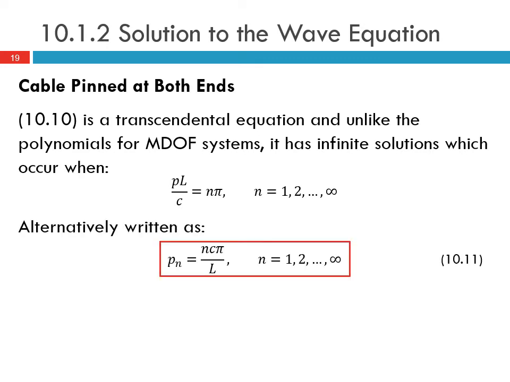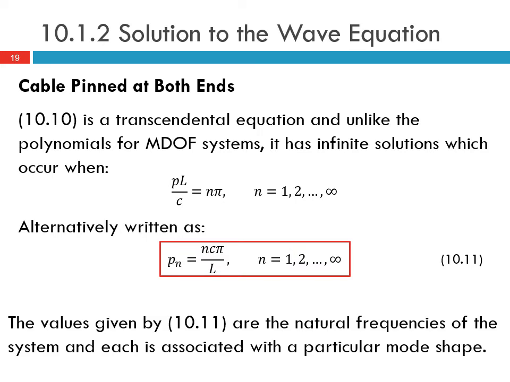So we can also write this as Pn is equal to nc pi over L, where n goes from 1 to infinity. So these are our natural frequencies. And they are each associated with a particular mode shape.